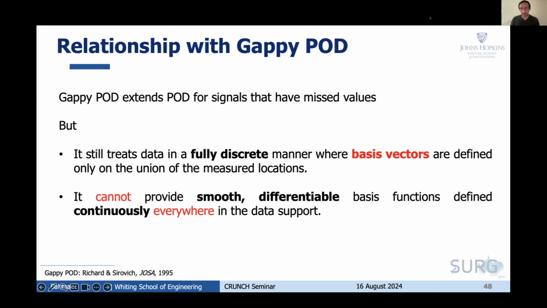Okay. So there is a subtle relationship between the way we are doing dictionary learning and gappy POD. Simply, gappy POD extends POD for signals that have missing values. But it still treats data in a fully discrete manner. And at the end of the day, it gives you basis vectors, not basis functions. And they are just defined on the union of the measured locations for you. So in that sense, you don't have access to the smooth, differentiable basis functions that are continuously defined everywhere in your data set.